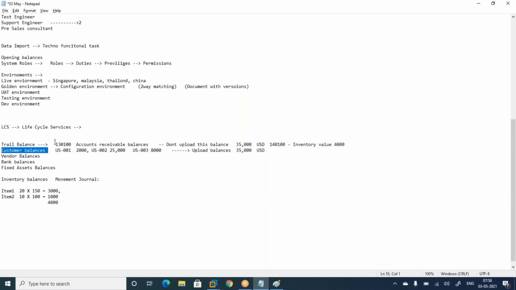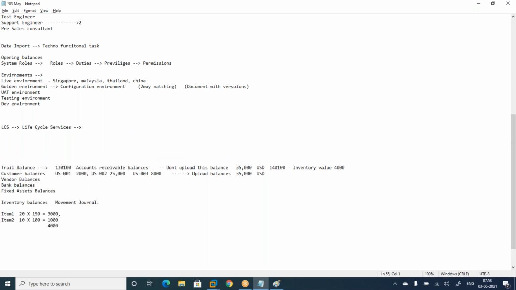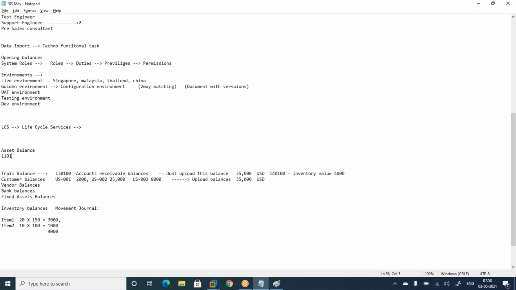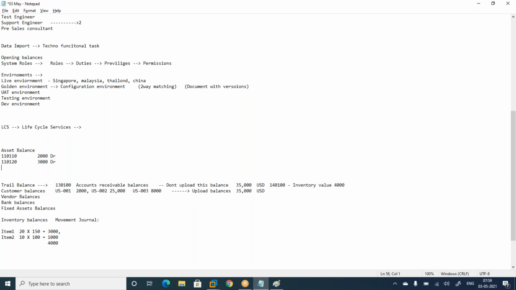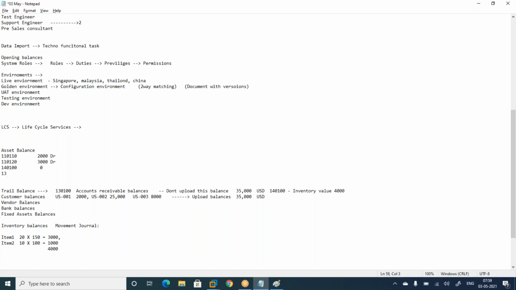Okay, perfect question, frankly. What I will do, suppose we have received asset balances like 110, 110, 110, 120. I will get balances. This is 2000 debit. This is 3000 debit. Then 140, 100. Initially, I'm not updating 0. And 130, 100.